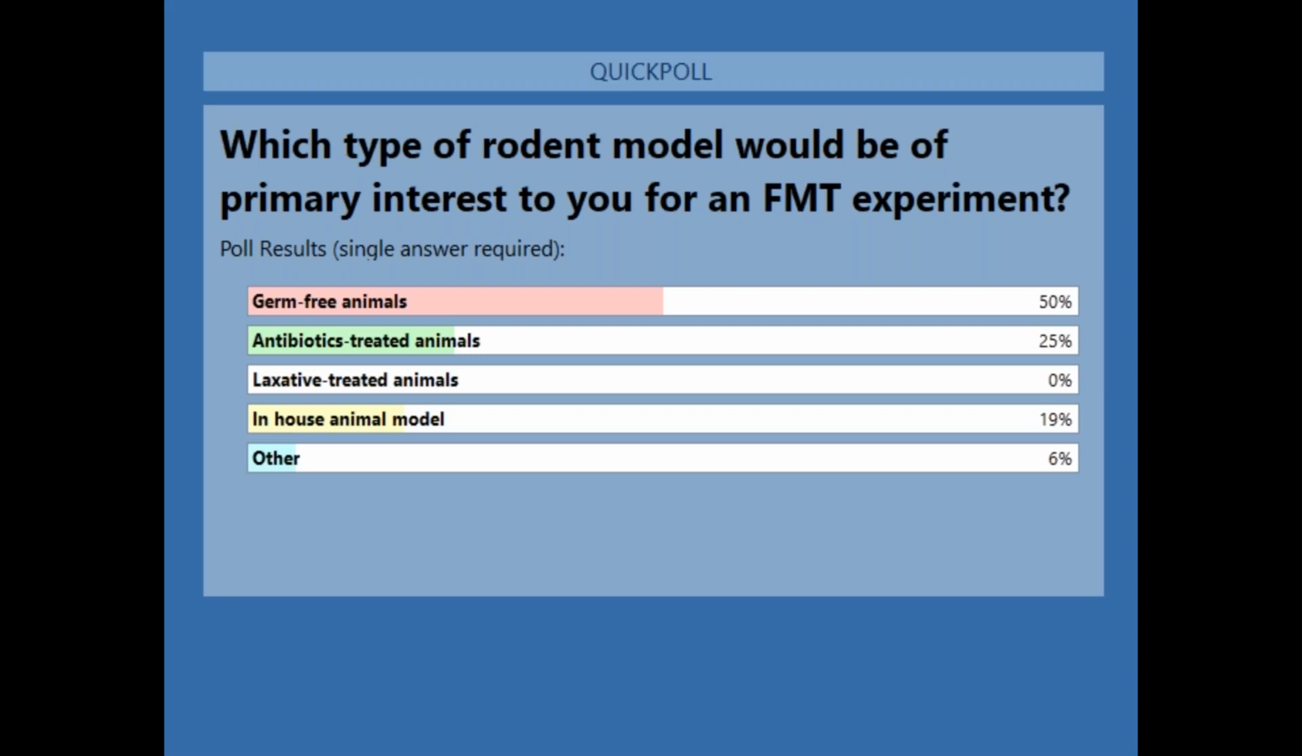Okay, so here are the results. We have 50% of our audience saying germ-free animals, then 25% saying antibiotic-treated animals, 0% saying laxative-treated animals. We have then 19% in-house animal model, and then just 6% of our audience members saying other.